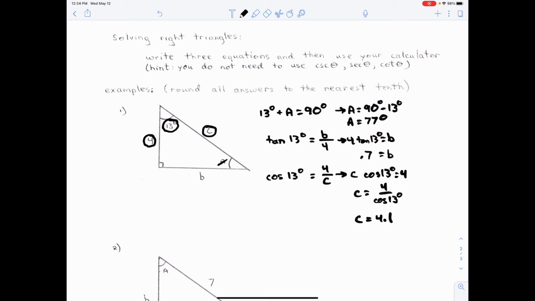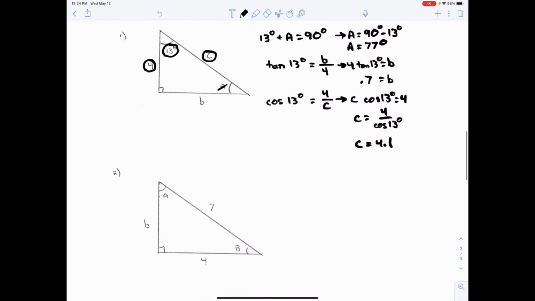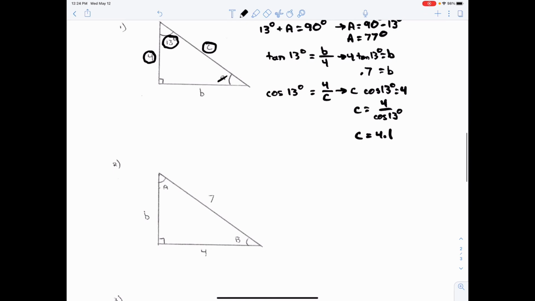Write your equations first, then solve them. You'll make fewer mistakes. Okay, let's take a look at another example. Here, I don't know any angles, so I know these two sides, and of course, then there's the 90 degrees. Well, what's the easiest thing to find?